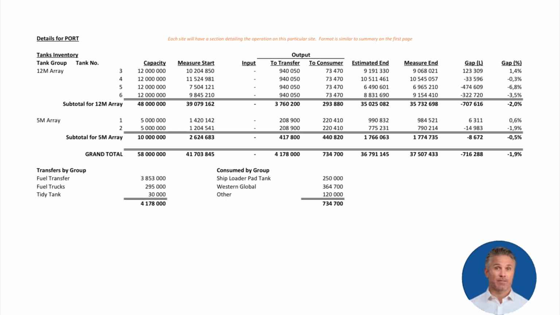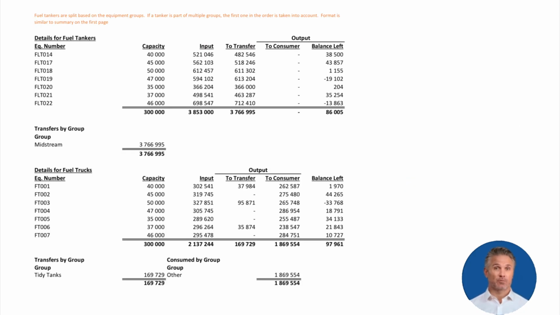In this case, on pages 2 and 3, we drill down to what's been going on at each fueling site. SM2 paints the picture by providing breakdowns of individual tank arrays. This includes each tank's capacity, start and end levels, transfers, and consumptions. You also get estimated versus actual levels, with the gap expressed as a volume and a percentage. And the bottom section of the report breaks down transfers and consumption by groups.